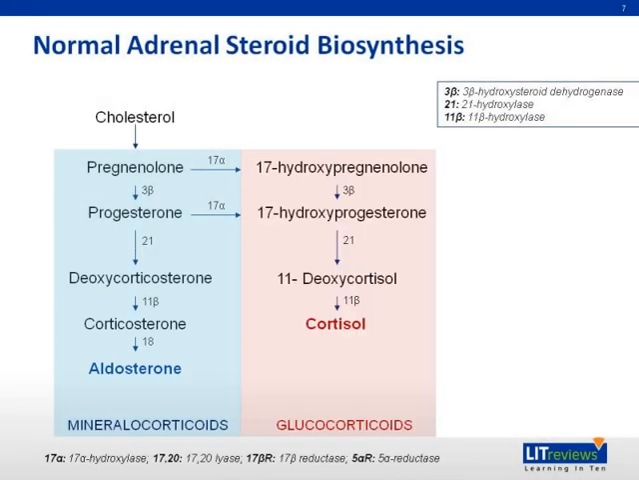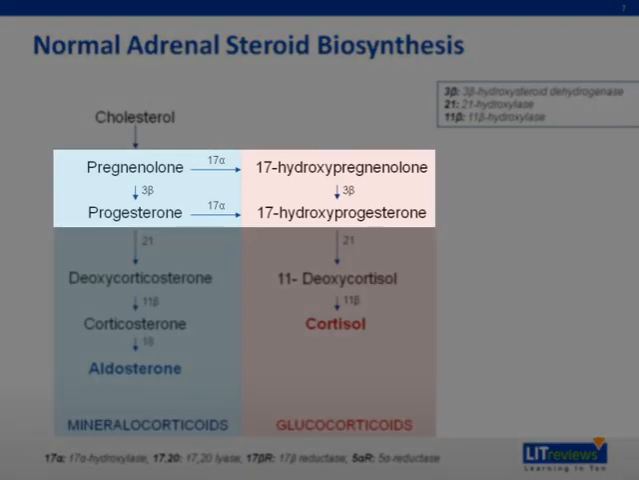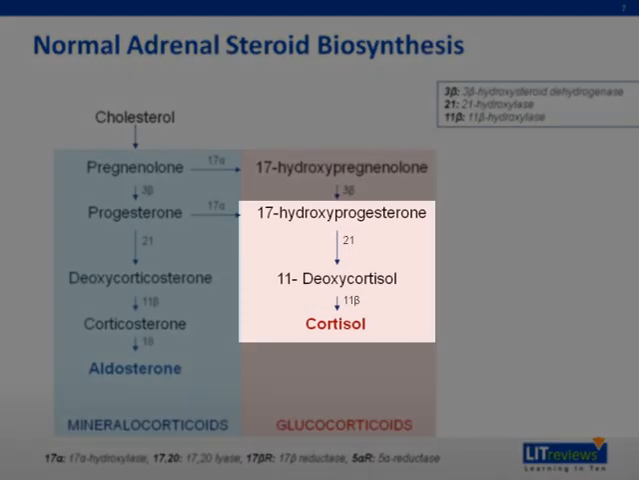At the same time, pregnenolone and progesterone are converted by 17-alpha-hydroxylase to 17-hydroxypregnenolone and 17-hydroxyprogesterone, respectively. 17-hydroxyprogesterone is then converted to 11-deoxycortisol by 21-hydroxylase, and subsequently to cortisol itself. And this is the glucocorticoid pathway.